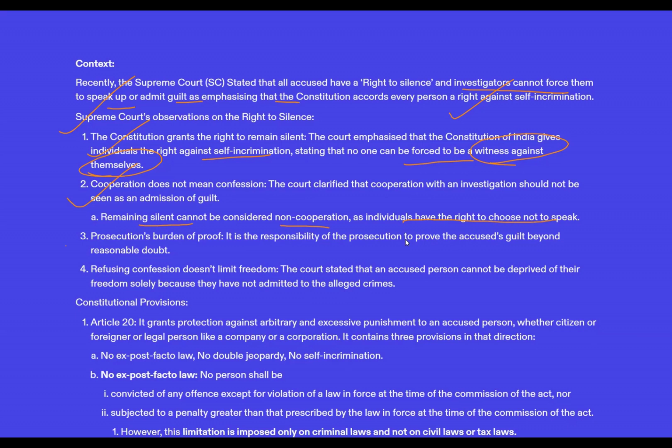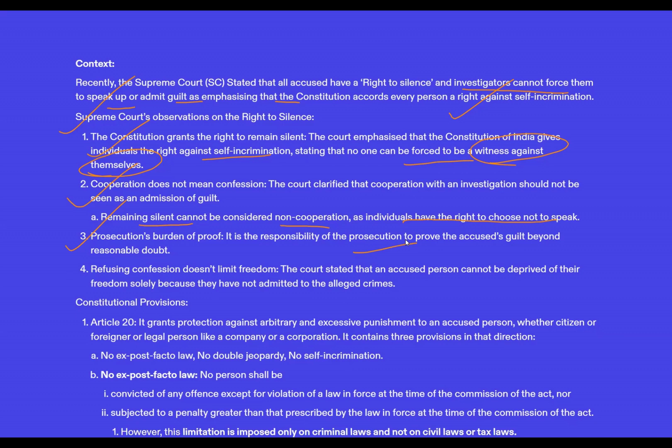Third observation is the prosecution's burden of proof. Now, suppose somebody is being accused of a particular crime. They cannot be forced to give the burden of proof that they have committed the guilt. They cannot be forced to give the evidence. It is upon the prosecution. Prosecution means the opposite party who is fighting the case against the accused, or the government lawyer or government advocate who is fighting the case in order to prove that person guilty.